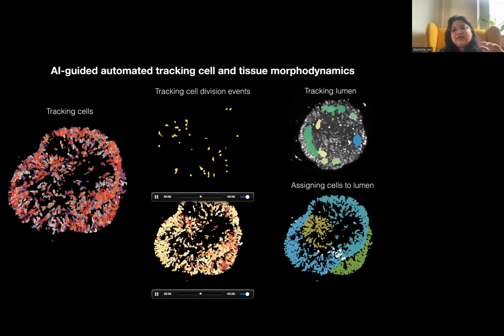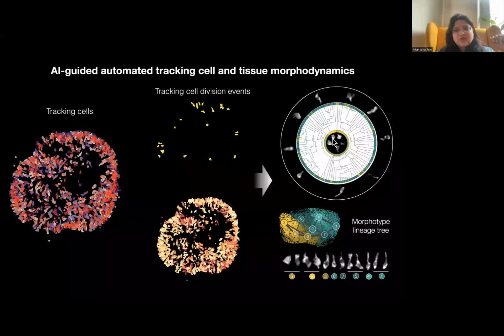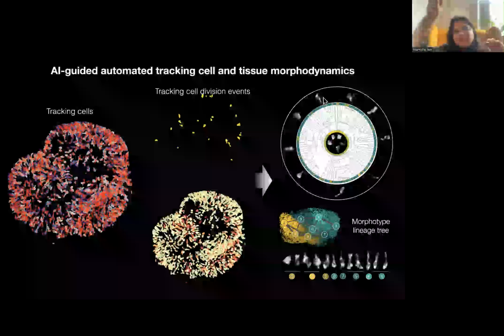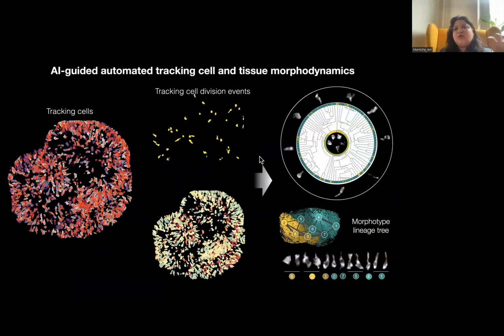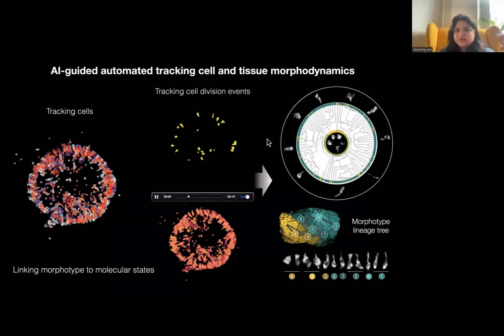Lastly, we are assigning these cells to different lumen to see which kind of regions they belong to and what kind of shapes they have. And what we will be doing with this is to start compiling these lineage trees. So starting with our yellow initial morphotypes, how do you end up getting these different glia and different progenitor populations, and what are the molecular states in these populations? So this is more the future direction aspect of this project.